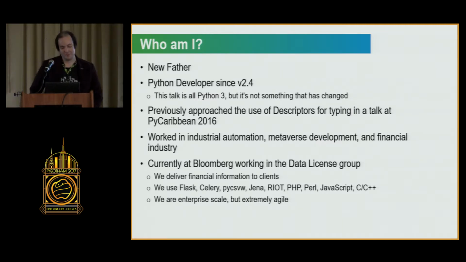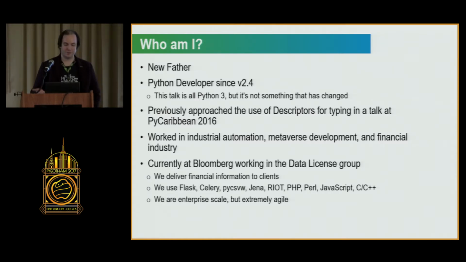My first Python books were Learning Python version 2.2, newly updated for version 2.3, and with a little section about what was coming in 2.4. This talk, on the other hand, is all Python 3, but oddly enough, most of this stuff is exactly what was introduced in Python 2.2, with one exception. I've previously approached the use of descriptors in a talk on typing for PyCaribbean 2016. That's on the web, you can look it up.